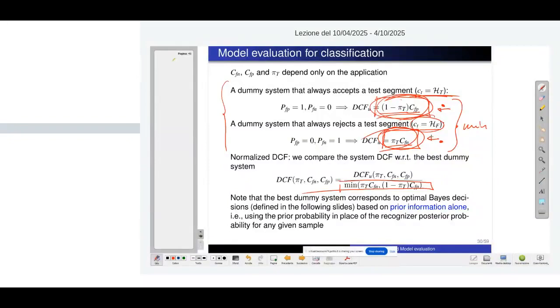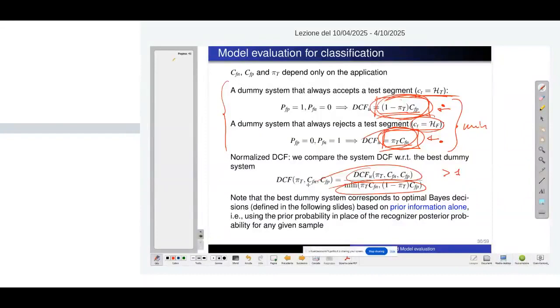This is called normalized DCF, and it has the property that we lose the cost interpretation, in the sense that if the costs were euros, now these are not euros anymore. This is a relative cost with respect to a dummy system. But we have the property that if this is greater than 1, it means that our system is worse than a dummy system. So our system is making damage. We should not use the system at all.